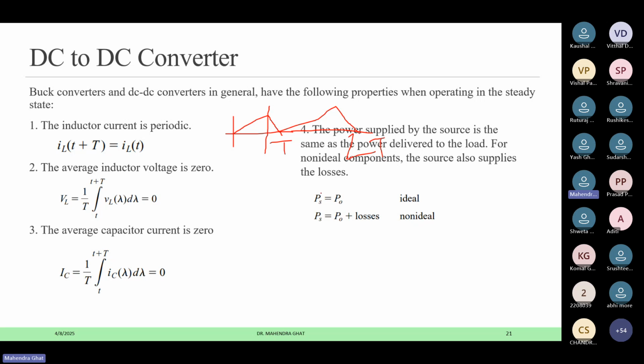The power supplied by the source, PS, will be equal to the power supplied to the load, that is PO. This is the ideal case. In the non-ideal case there will be some losses, not zero losses. So we can say input power equals output power plus the losses. This is the non-ideal condition, and the ideal condition we consider as input power equals output power. So these are the assumptions we make for our derivations.